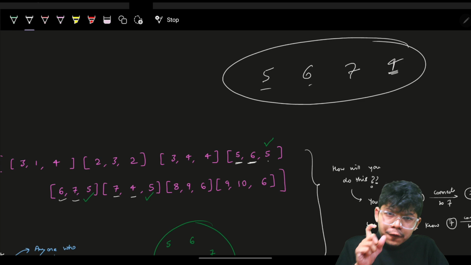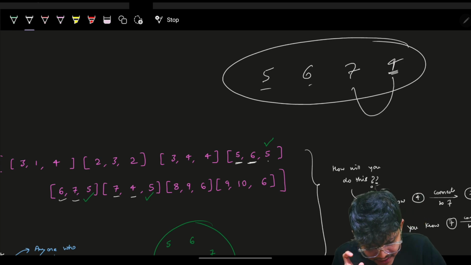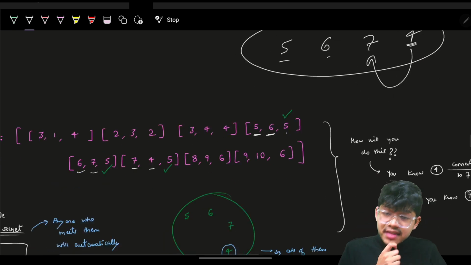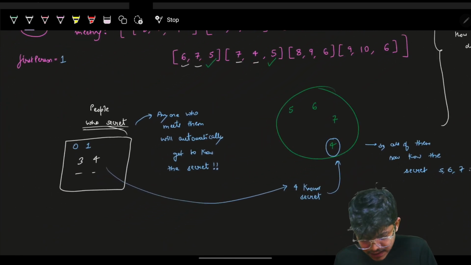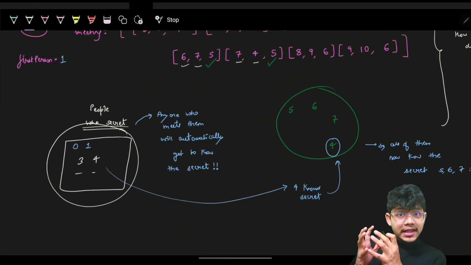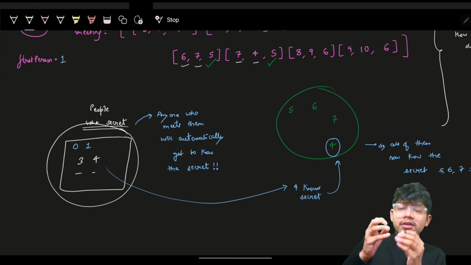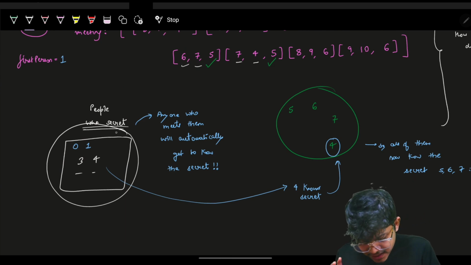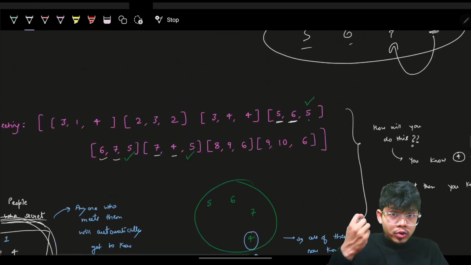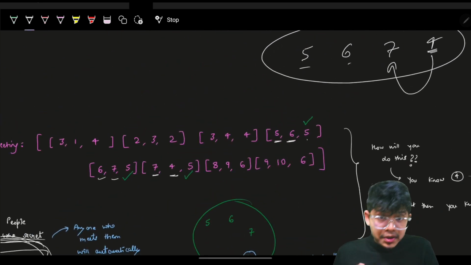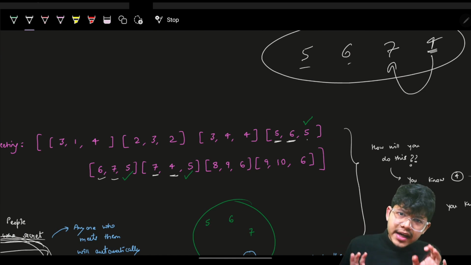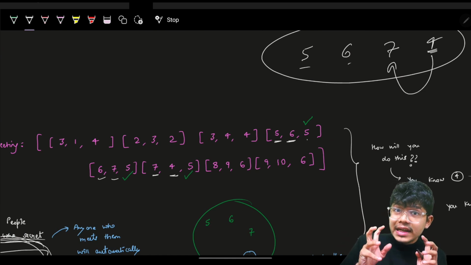I know 4 is directly connected to my number 7. So I can keep the entire set of people who know the hidden thing. Let's say I keep all of them in one set, so as to know that if someone is connected to a person who knows the hidden thing, then he will directly get to know about that specific hidden thing.